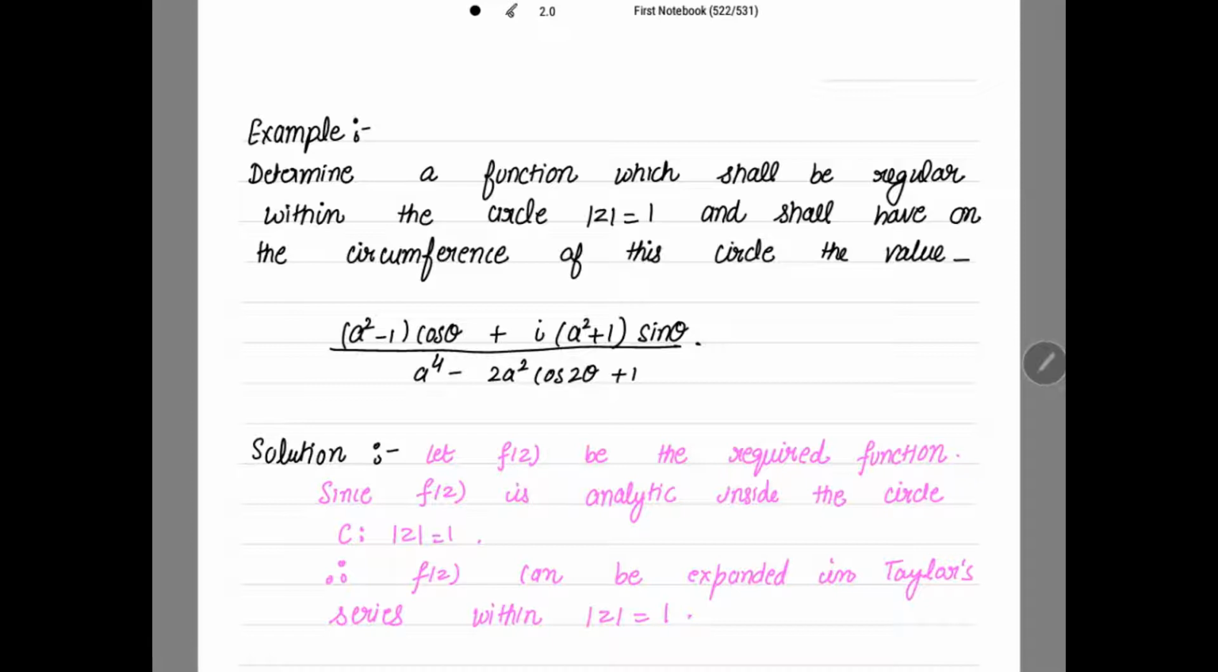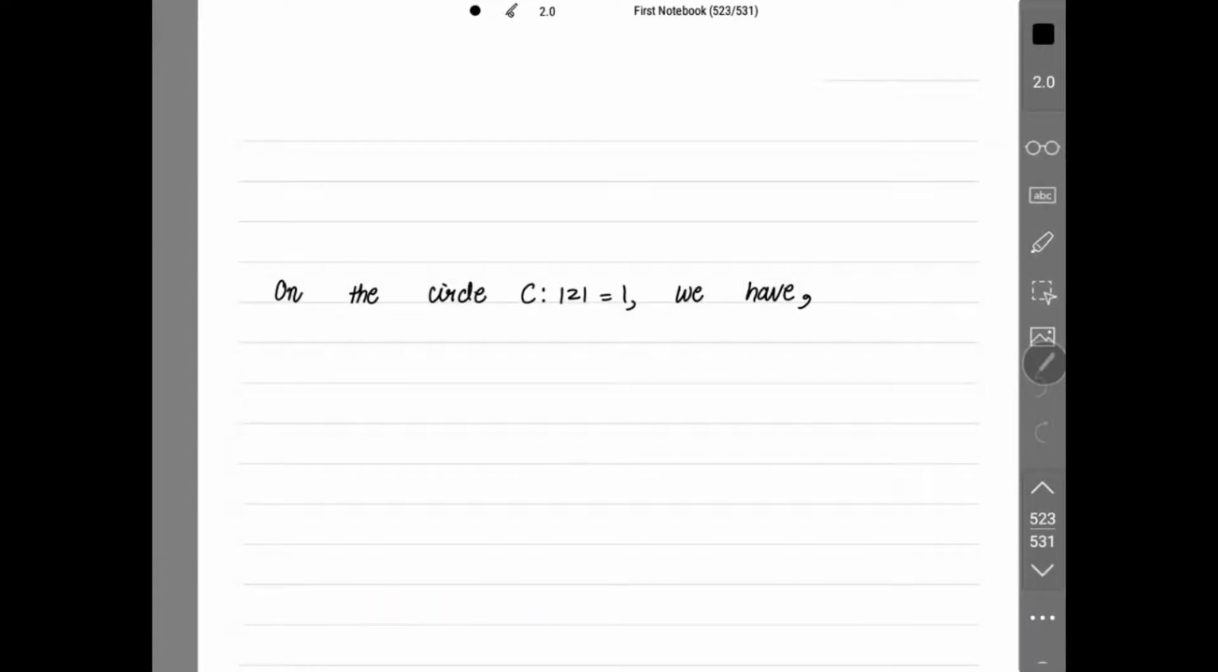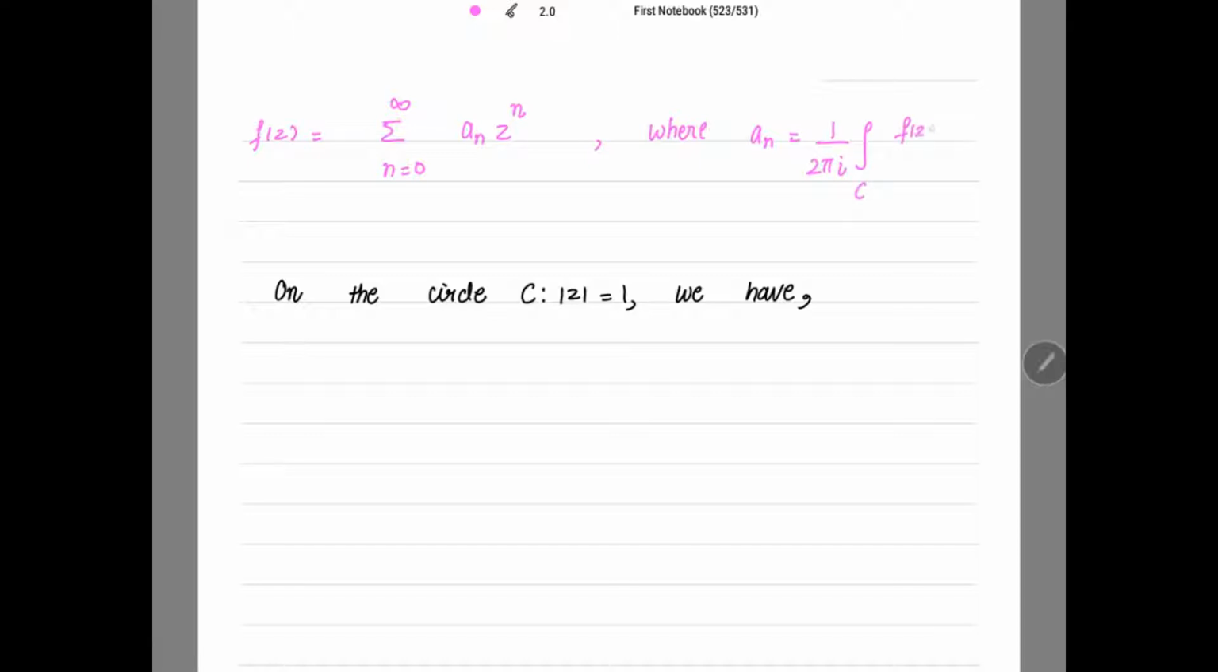Since fz is analytic inside the circle C, mod z equal to 1, fz can be expanded in a Taylor series within mod z equal to 1, because all the terms are positive inside the circle. So we have fz equal to the summation n going from 0 to infinity of an zⁿ. This is your Taylor series containing only the non-negative terms, where we know that the coefficient an is equal to 1 over 2πi integral over C of f(z) over zⁿ⁺¹ dz.